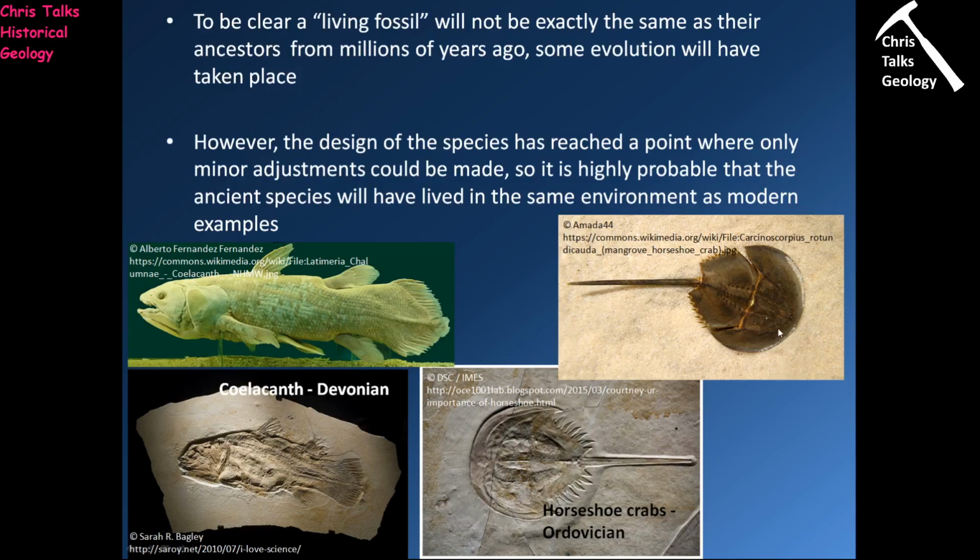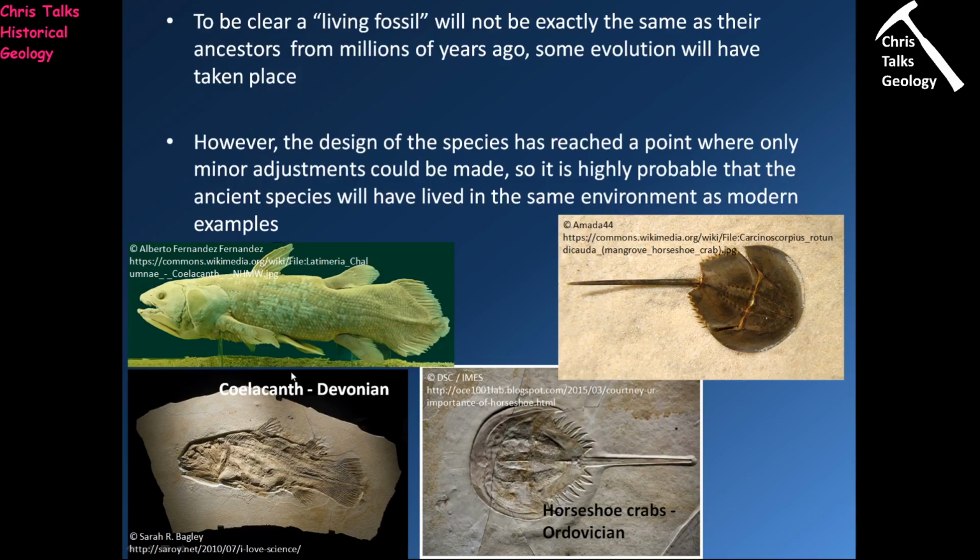So what you can do is extrapolate and say, right, well, the reason the design hasn't changed is because the horseshoe crab is so perfectly suited to its environment. So that means once it's so perfectly suited, there's no push in terms of evolution to make it adapt. It's exactly what it needs to be. And so this means that we can look at a modern horseshoe crab and say, right, well, chances are this modern horseshoe crab lived in the same environment as this ancient horseshoe crab. So we can make that link quite easily.